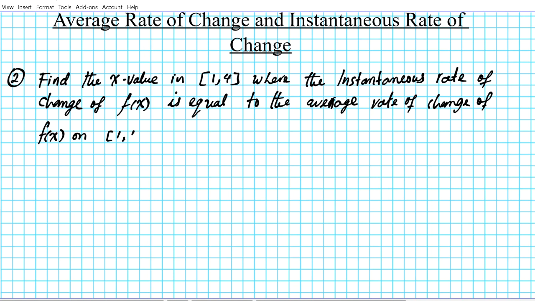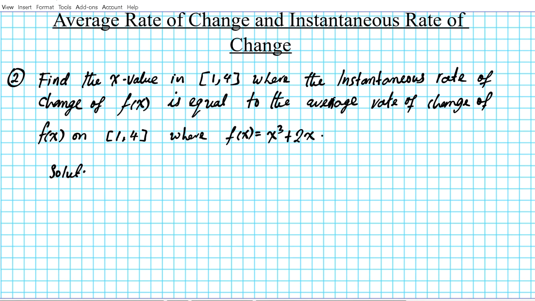Okay? All right. So we want to find the x value where the derivative, or the instantaneous rate of change of f on that interval, is going to be equal to the average rate of change, where the function is x to the third plus 2x. Okay, all right, let's go ahead and do it.